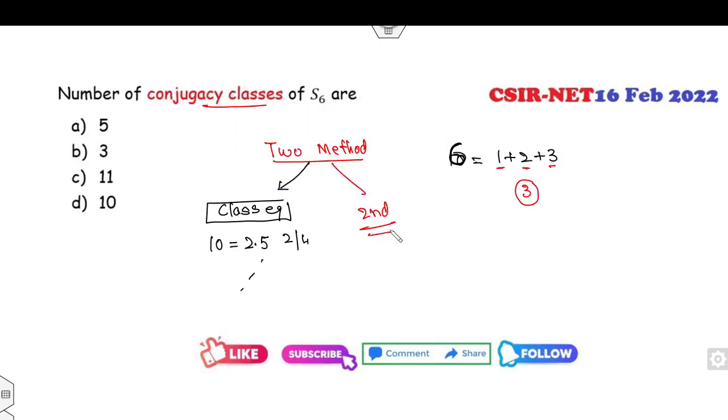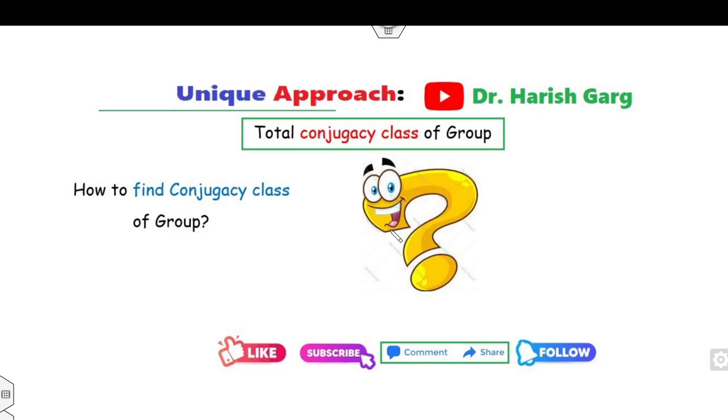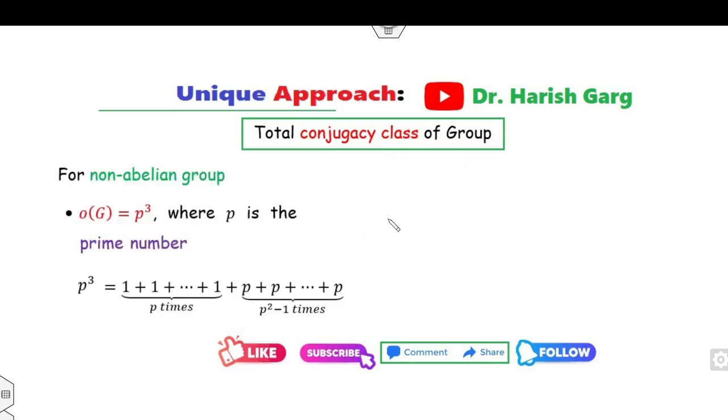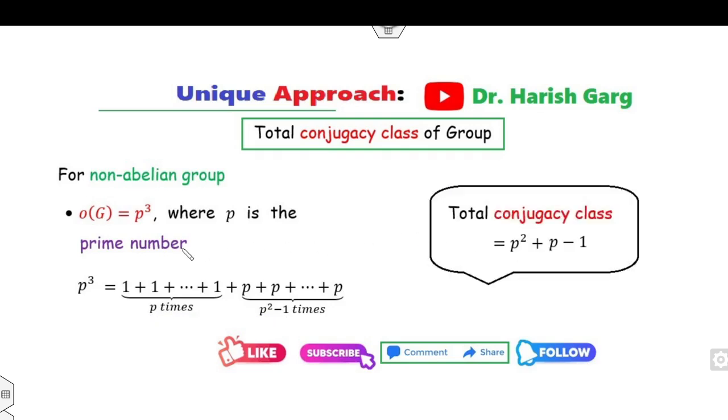The second method is you can directly use the formulas to find the conjugate classes. Again, if this big question mark appears in your mind, how you can remember that? Look at this. It's a smiling face. That means it's very simple. I will teach you in a very simple manner. As we found the class equations of these PQ, the number of conjugate classes is P plus how many times? P square minus 1. These are the conjugate classes of PQ.